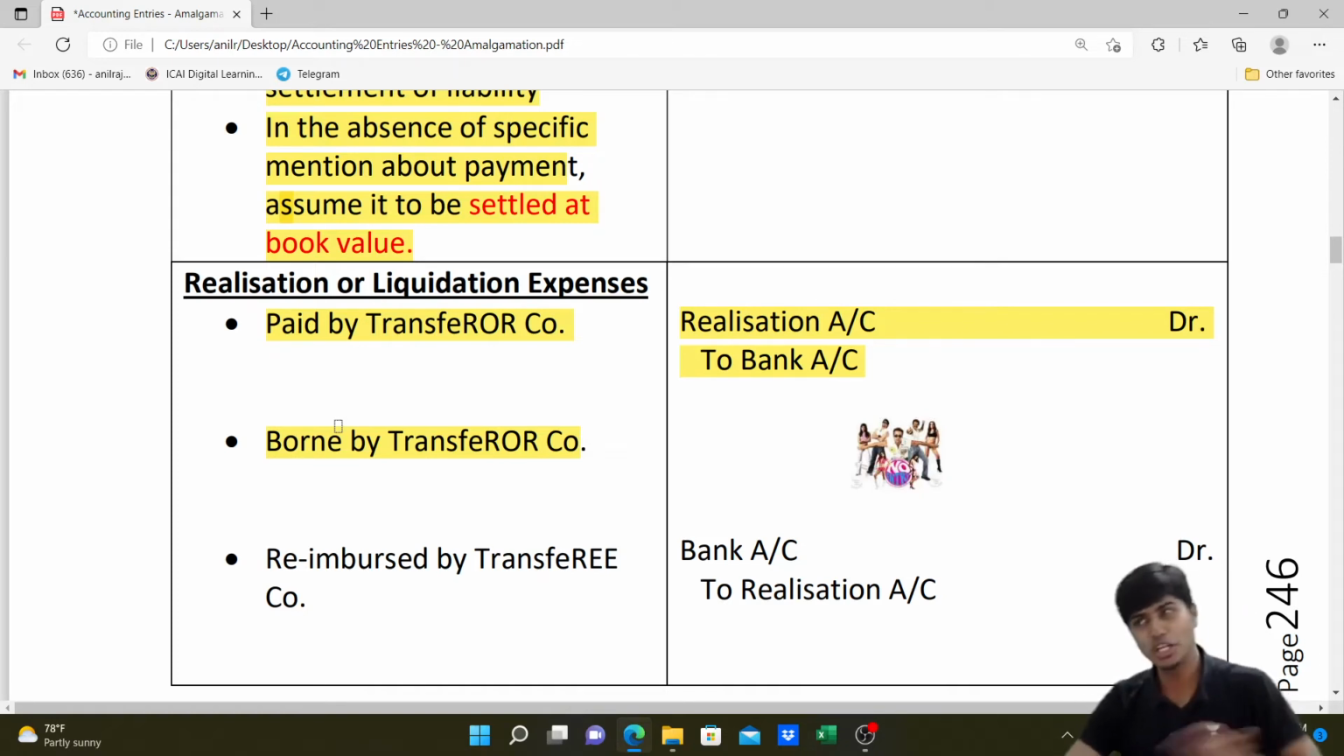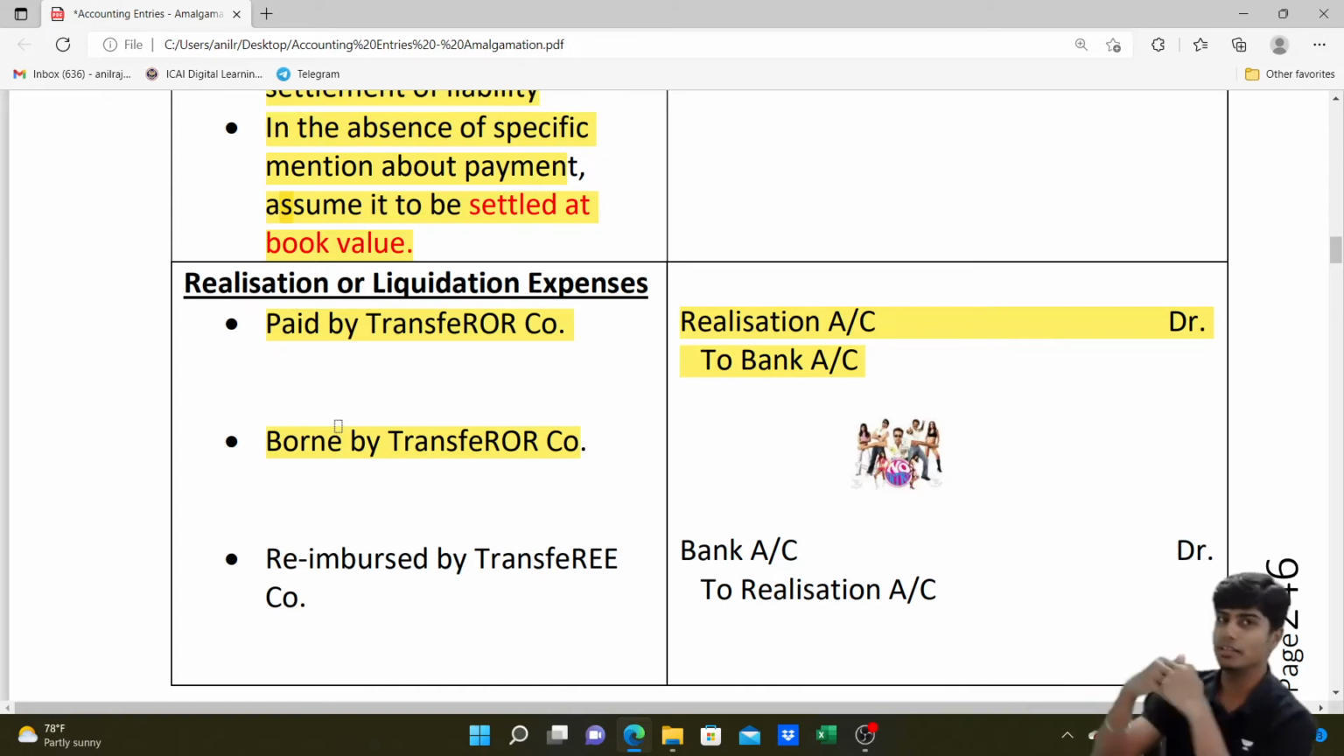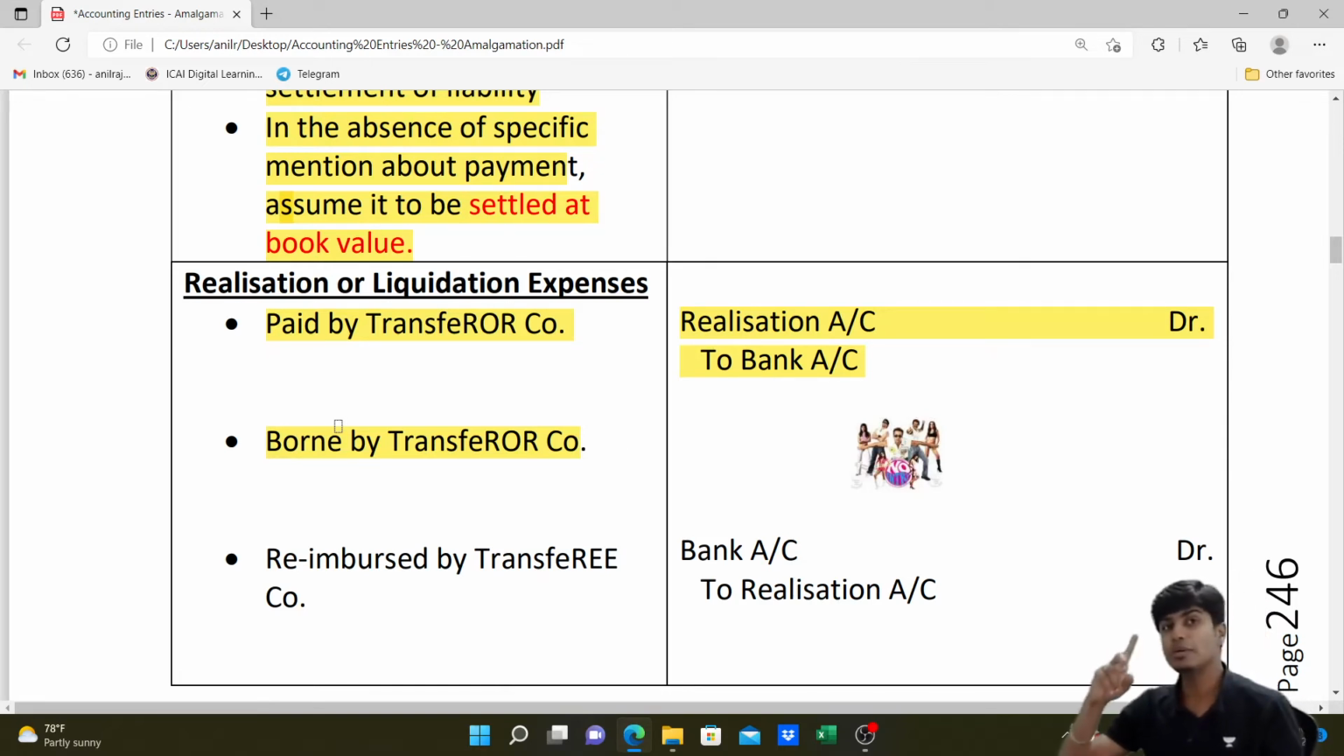What if the transferee pays us money? So we're receiving money, so we'll debit the bank account. I am the transferor here, the one who's closing the business. I'll debit the bank account. Credit, it is income or a decrease of my past expense. That expense was debited to realization, so this income will also be adjusted there. So if I receive any realization expenses that I have paid as a reimbursement from my transferee, the entry will be bank account debit to realization.